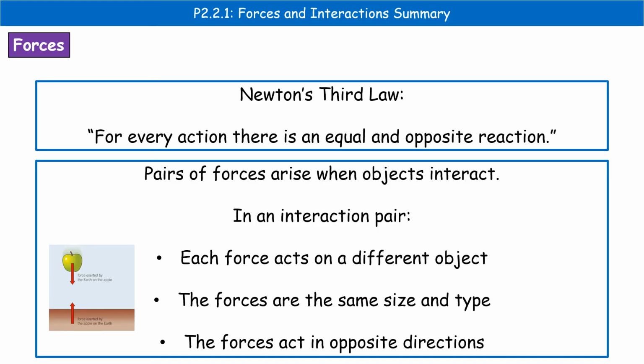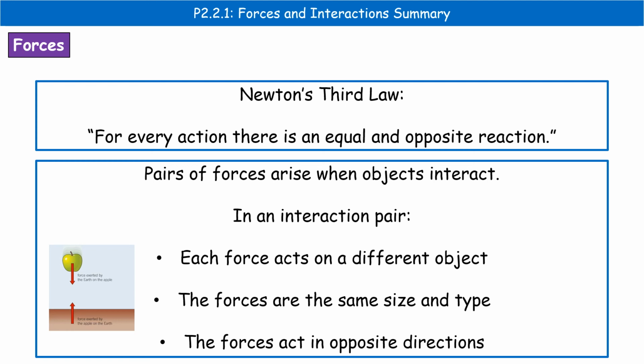Today's physics prep, we're going to have a look at Newton's third law. Newton's third law is the one we are probably most familiar with, that for every action there is an equal and opposite reaction. This just tells us that forces occur in pairs, which we refer to as an interaction pair. And within that interaction pair, each force will act on a different object.